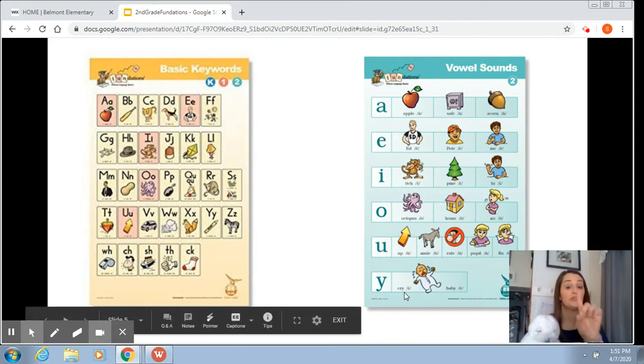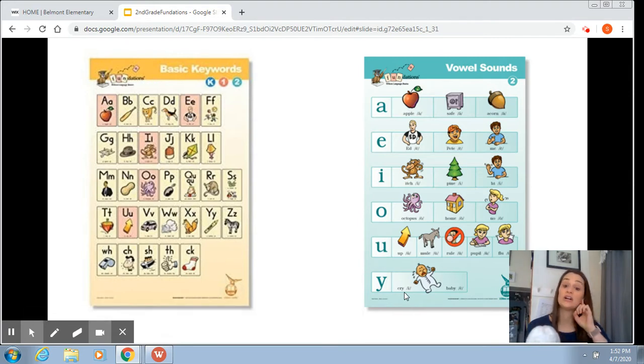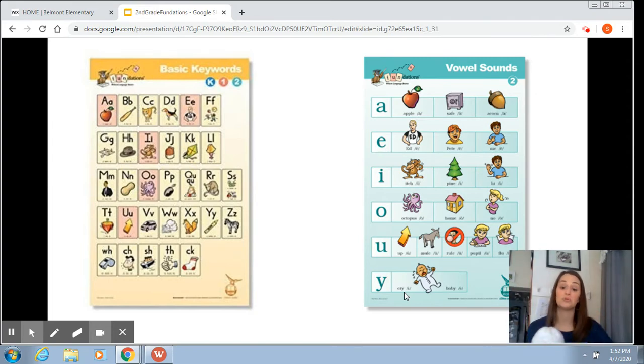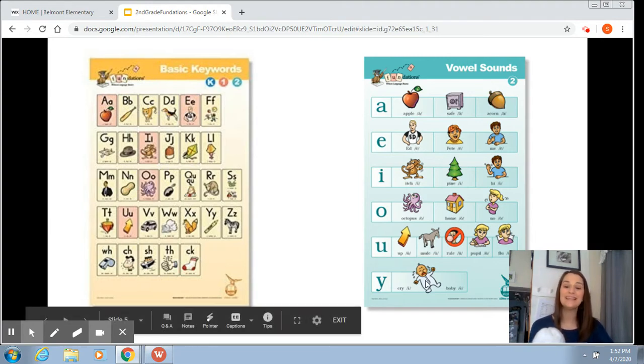If it's a one-syllable word that ends in a Y, he makes that long I sound, like Y, cry, I. And if it's a two-syllable word and it ends in a Y, it makes that long E sound, like Y, baby, E. Excellent.